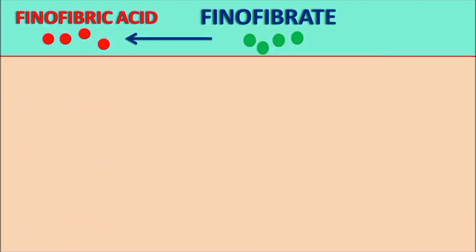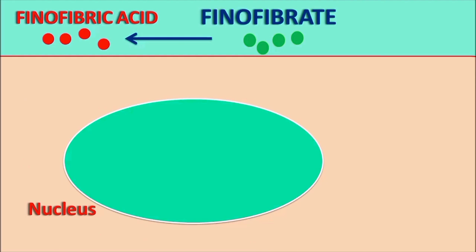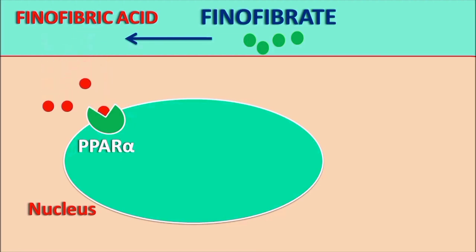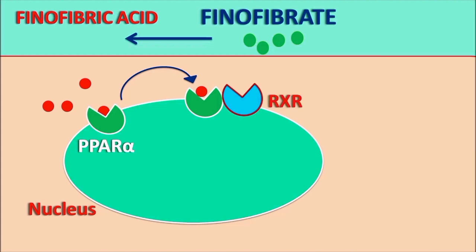Now when Fenofibrate is administered into the body, it is hydrolyzed to fenofibric acid, which is the active metabolite. This fenofibric acid acts on the nucleus, where one type of receptor is present on the nuclear membrane. These are the PPAR alpha, peroxisome proliferator activated receptors. These are the nuclear receptors. Now fenofibric acid can enter into the cell where it can bind to these PPAR alpha receptors. When these receptors are activated, they can undergo dimerization with the retinoid receptors.